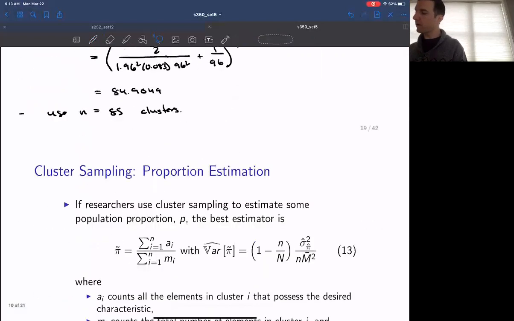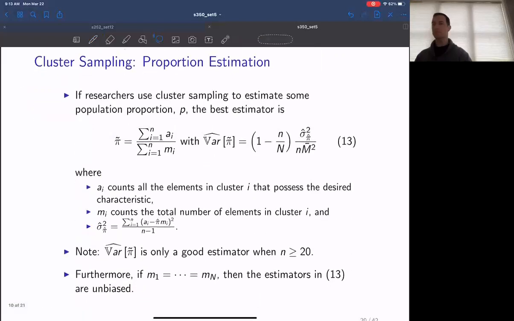Okay, so what we're going to talk about next is proportion estimation within cluster sampling. After we talk about proportion estimation within cluster sampling, we are then going to talk about stratification within cluster sampling. And then time permitting, we'll introduce 2-stage cluster sampling.